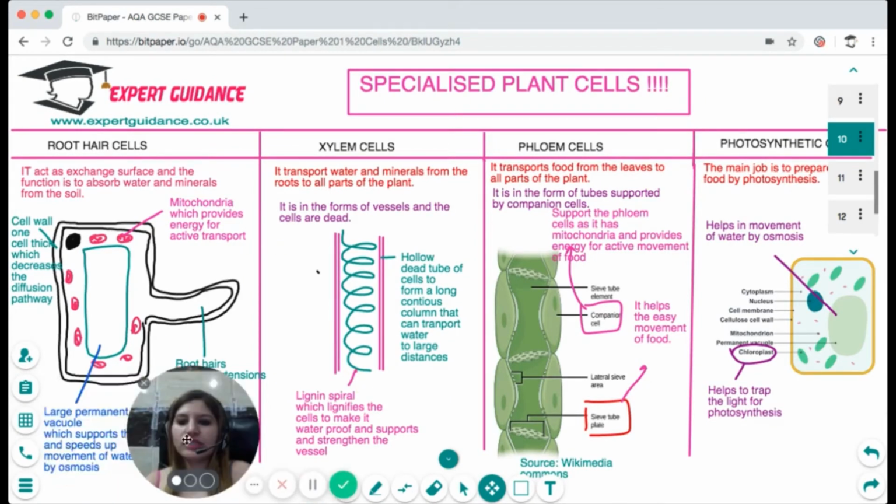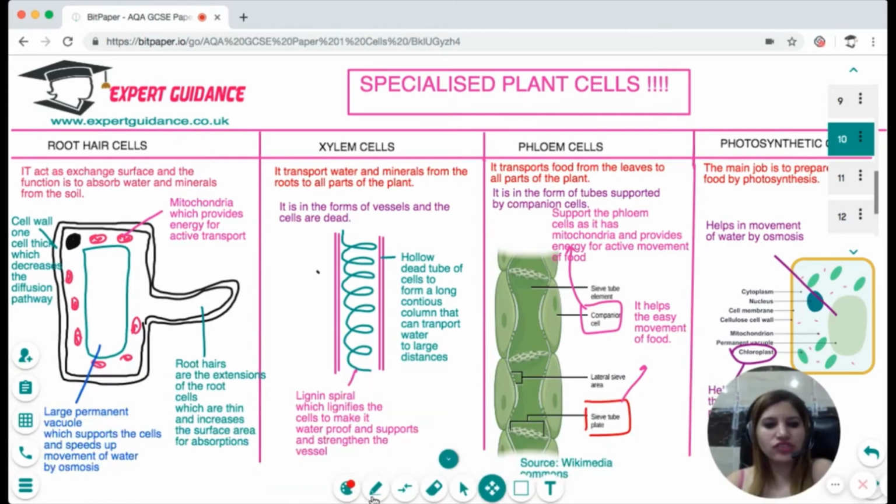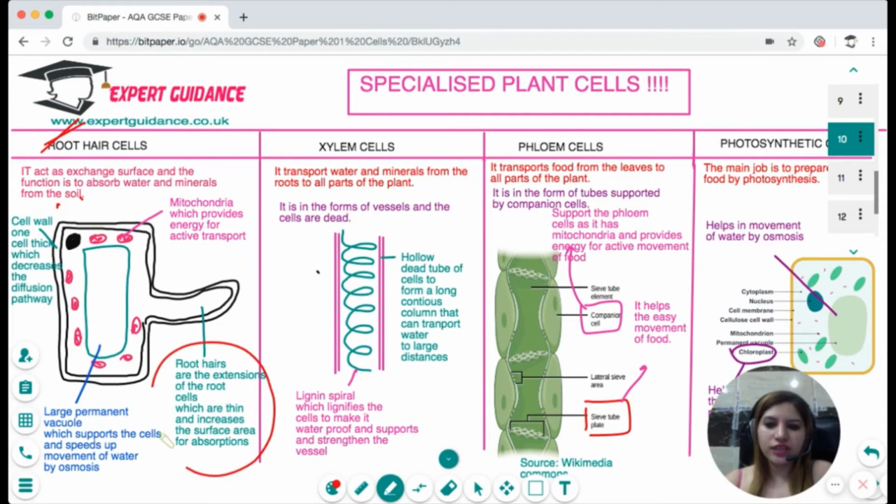Again, these are cells which have some extra features that allow them to perform special functions. Now, again, to write about these, you should first know their function. So the root hair cell is a cell which acts as an exchange surface and absorbs water and minerals. Now, for the absorption of water and minerals, it needs a large surface area. So the root hairs are the extensions which provide a large surface area for the absorption of water and minerals. Then it has a large permanent vacuole which supports the cell and speeds the movement of water by osmosis.